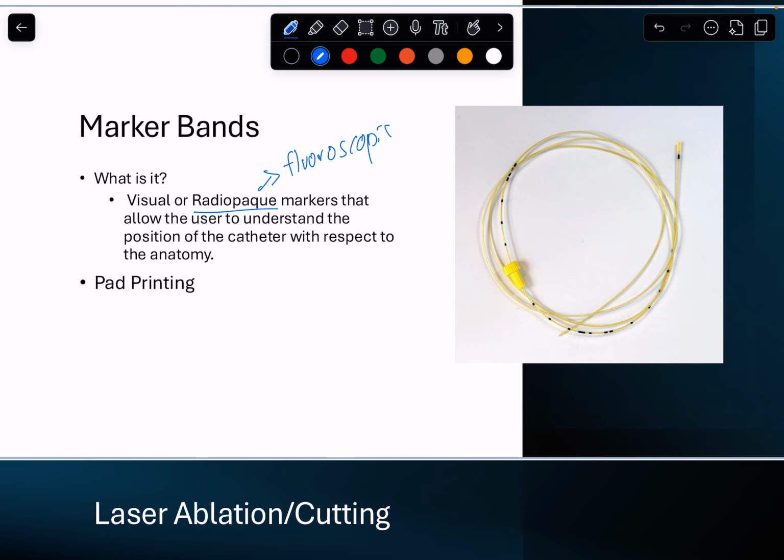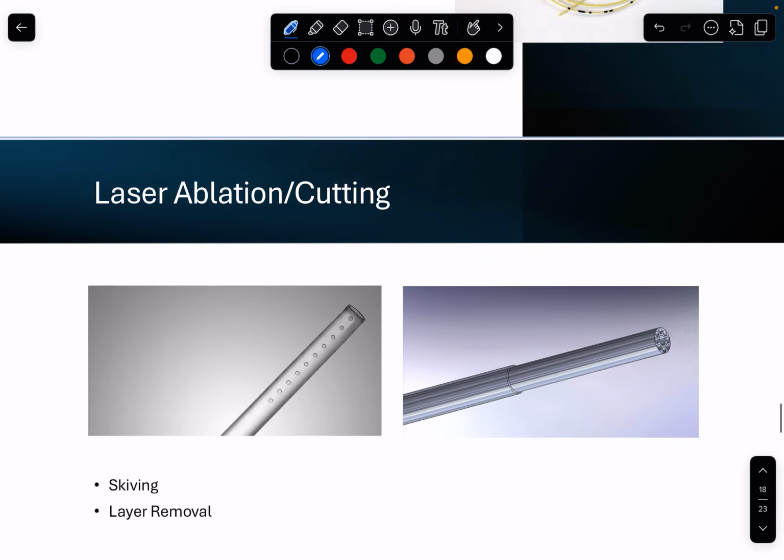So again, it just depends. If it's inside of the body, you need radiopaque. If it's outside of the body, you just need a visual marker with respect to something else, very similar to a ruler or calipers for measurement.